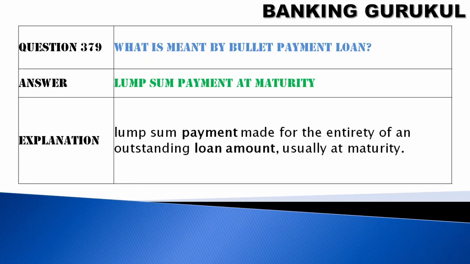What is meant by bullet payment loan? A lump sum payment at maturity. For example, if you take a gold loan for 1 year, every month you have to pay the interest only. The principal amount, it may be 1 lakh or 2 lakhs, should be paid on the maturity date as a lump sum. These are called bullet payment loans.